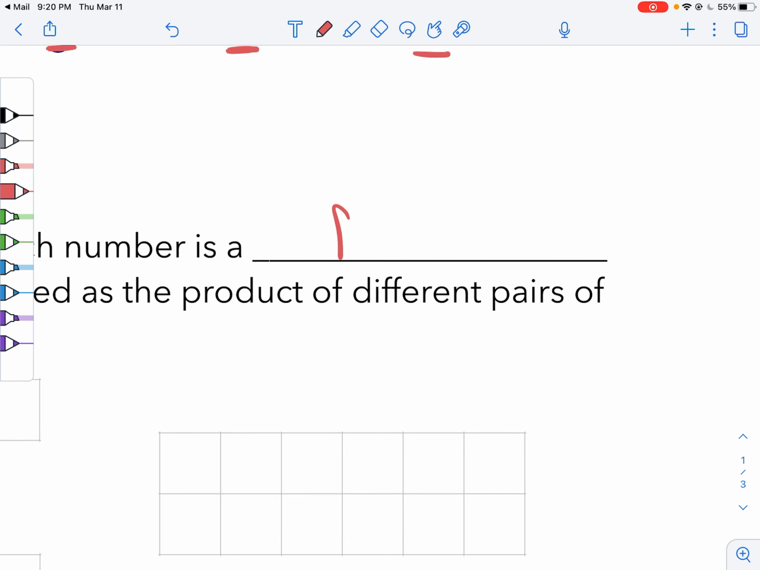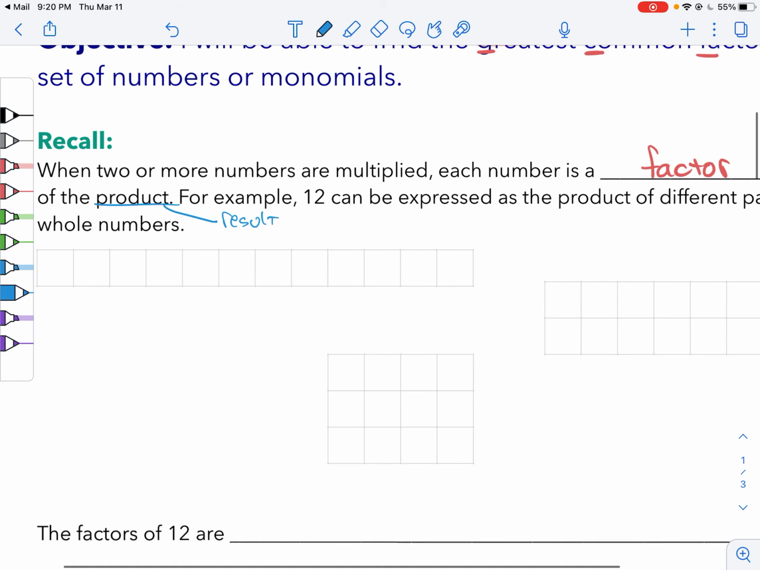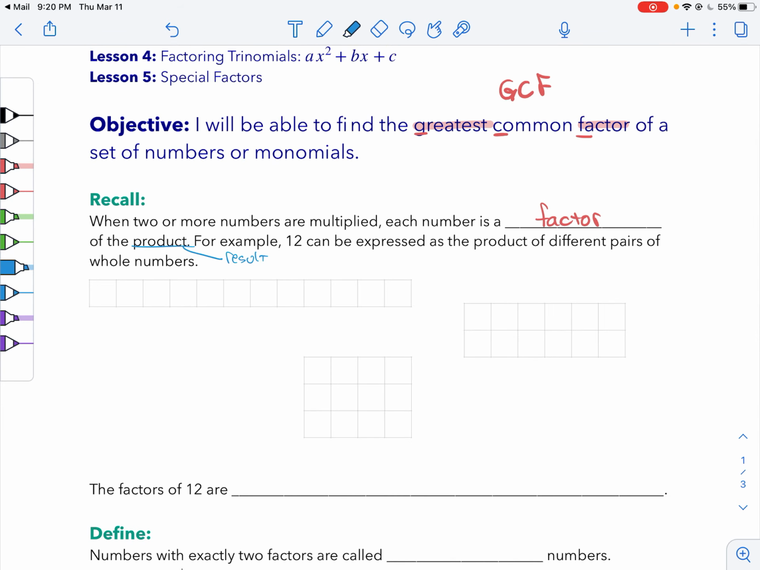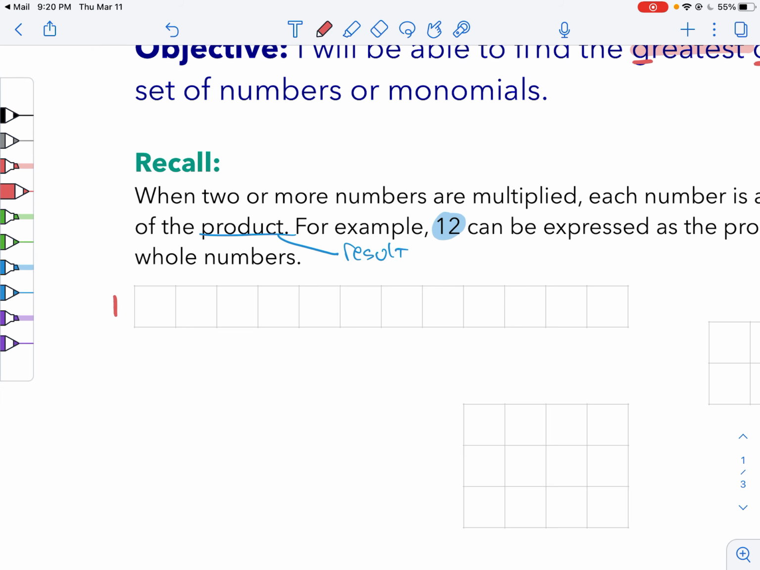So if you have something times something, the things you're multiplying, we call those factors. And then the result is the product. For example, 12 here. 12 is our product because here we have one factor of 1.